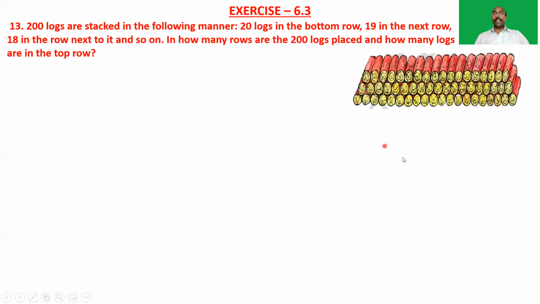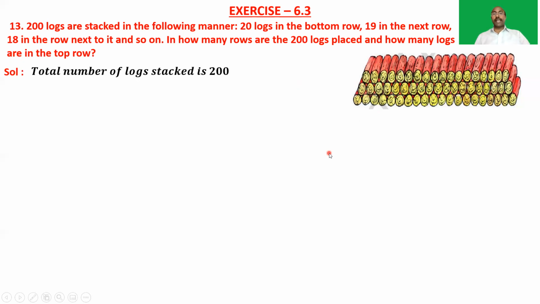So here the figure is given. There are 200 logs stacked in a manner that 20 logs are in the first row, 19 logs in the second row, 18 logs in the next row, like that. So how many rows were needed to place 200 logs? That is the first question. And how many logs are in the top row? That is the second question. So, okay, let's solve the problem.